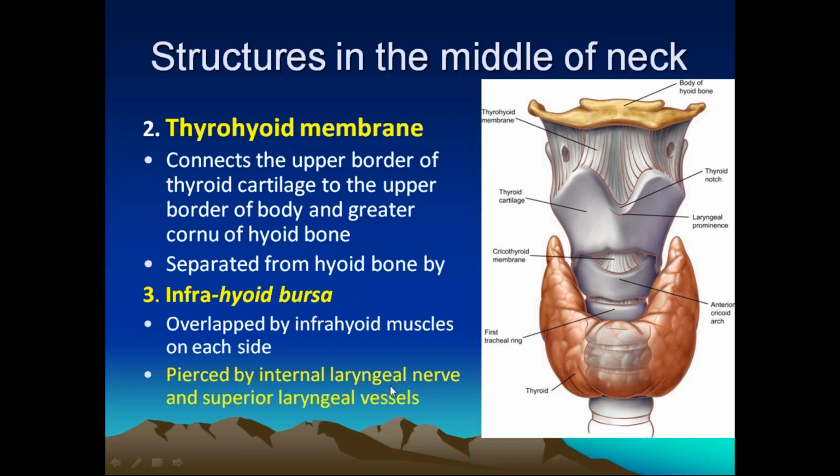The internal laryngeal nerve is a branch of the superior laryngeal nerve, which in turn is a branch of the vagus nerve, the tenth cranial nerve. The superior laryngeal vessels are branches of the superior thyroid artery, which in turn is a branch of the external carotid artery. Okay, so now you are clear about the thyroid membrane and infrahyoid bursa.